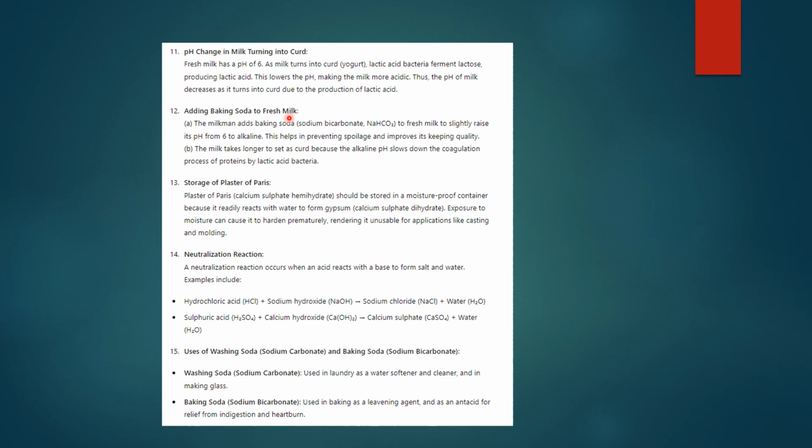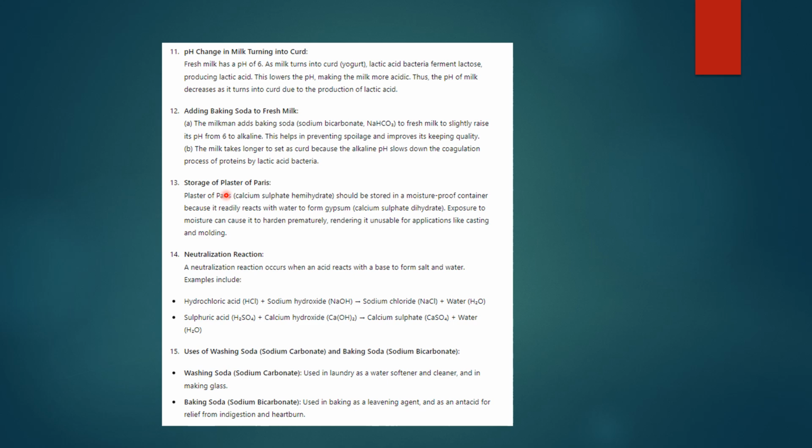Next is addition of baking soda to fresh milk. So a milkman adds baking soda to fresh milk to slightly raise the pH from 6 to alkaline. So what will happen? It will not spoil and it will improve its keeping quality. Fine. So the milk takes longer to set as curd because the alkaline pH slows down the coagulation process of proteins by lactic acid bacteria.